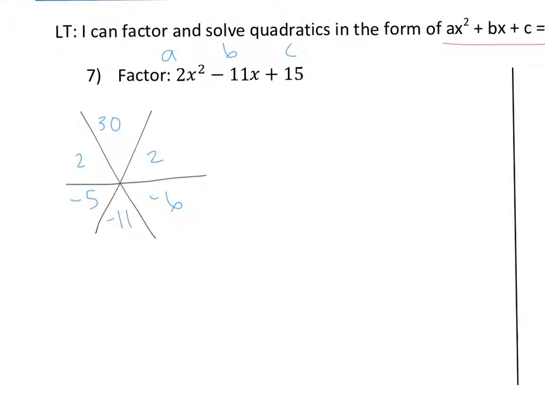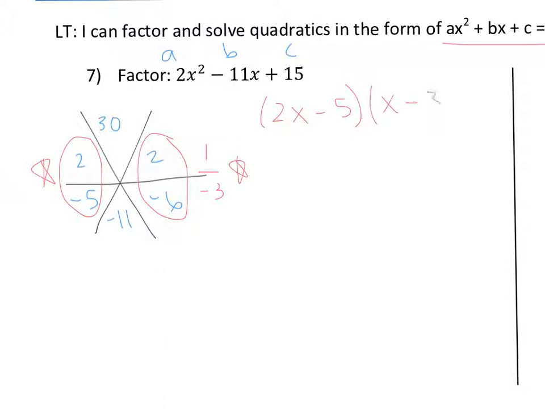And then before I write my factors, I look at my two fractions on the side and see if I can simplify those. And I can simplify 2 over negative 6 to 1 over negative 3. So when I write out my factors, they go as follows. 2x minus 5 from right over here. And then this second factor comes from right here, which is x minus 3.